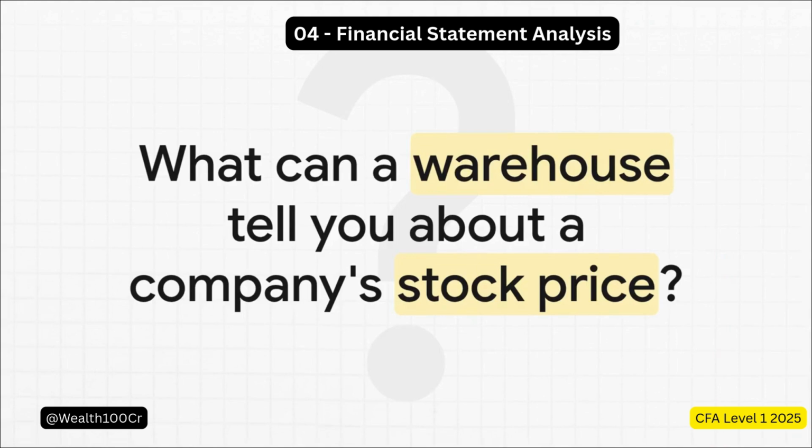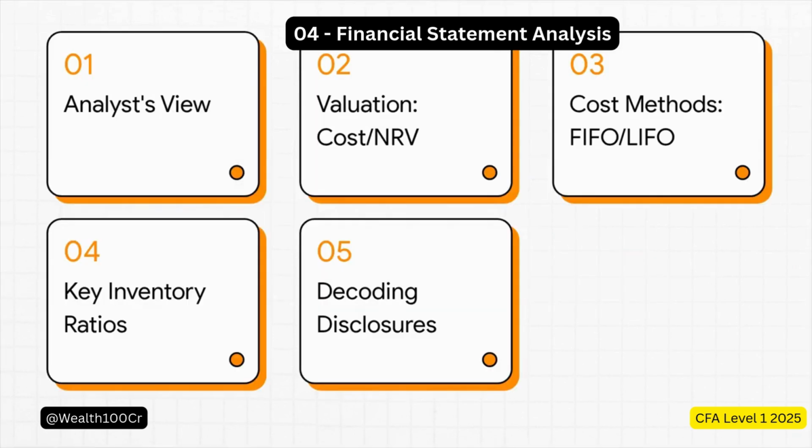So, let me ask you a question that might sound a little strange. What can a company's warehouse tell you about its stock price? Well, it turns out, a whole lot. The stuff a company has sitting on its shelves holds critical clues about its financial health. In this explainer, we're going to see how this physical asset, inventory, tells a crucial story about a company's profitability and its future. We're going to build your analyst toolkit piece by piece.